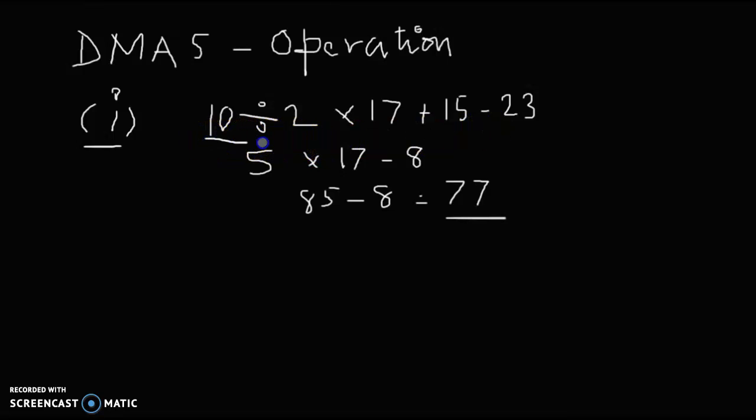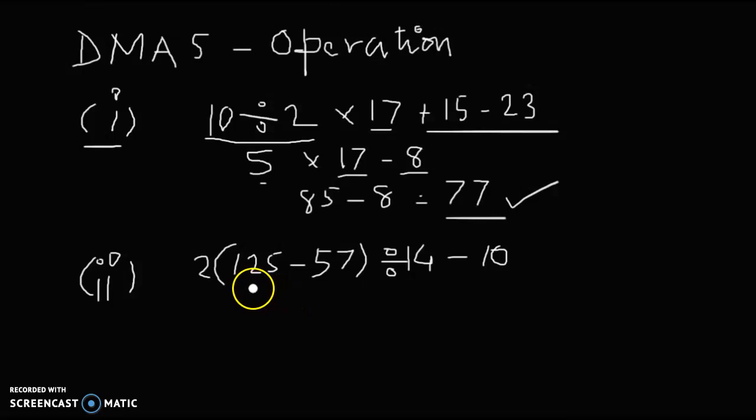First we'll take division. 10 divided by 2 is 5. Multiplied by 17, DMAS, and then you can add these two, get minus 8. So 85, 17 into 5 is 85 minus 8, it's 77. That is the answer.